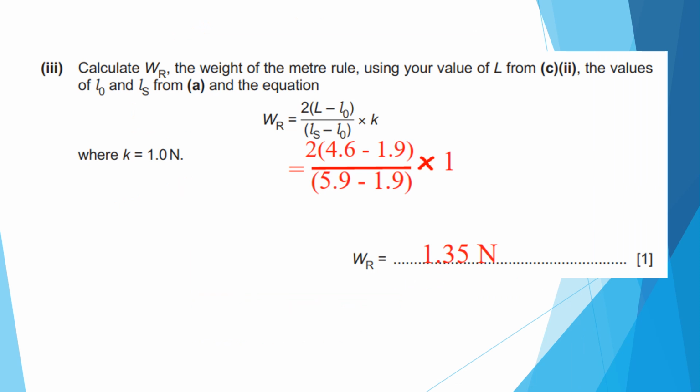The third part: calculate WR, the weight of the meter rule, using your value of L from C2, the values of L0 and Ls from A, and the equation. Clearly we are given an equation. K is equal to 1 Newton, also mentioned in the question. As it is, we need to substitute all the values that we have calculated in the previous questions. When you substitute the L value, L0 as 1.9 and Ls as 5.9, with K given as 1 Newton, your resultant weight will be 1.35 Newtons. Since it is a weight, you have to write the correct unit, Newton.